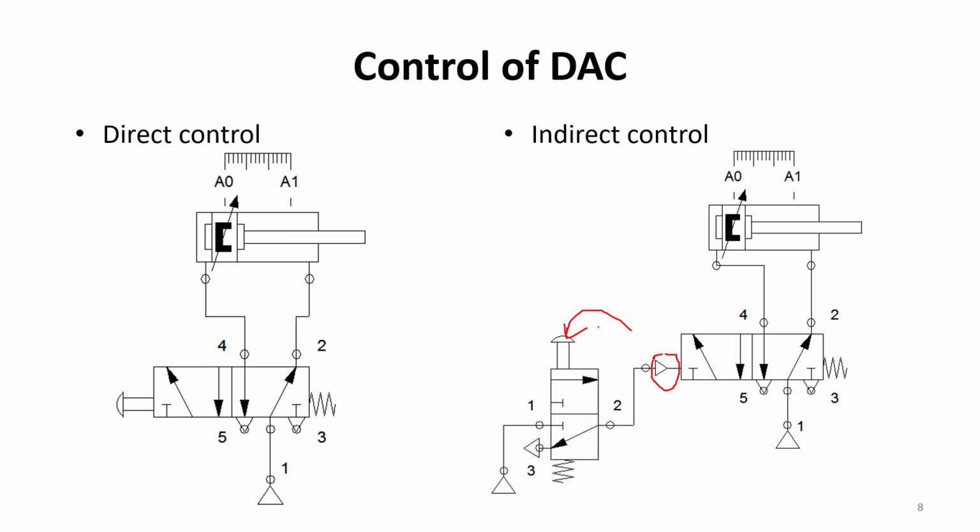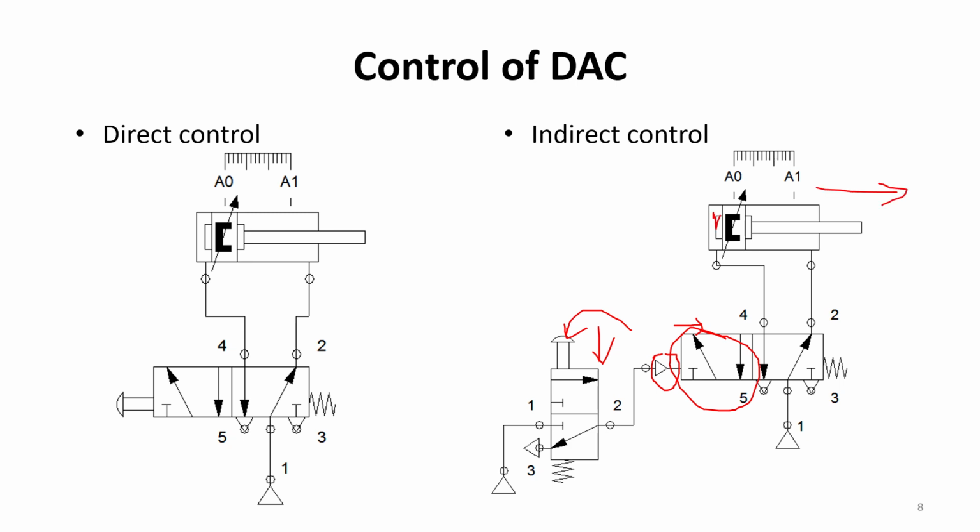And now when this DCV is pressed, fluid enters into the pilot port of the DCV, making the spool of the DCV shift to the left side actuation, which will make the air enter into the cap end of the cylinder, causing the cylinder to extend.